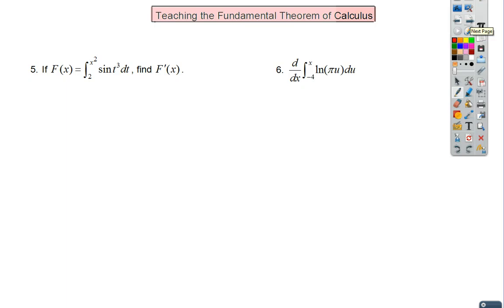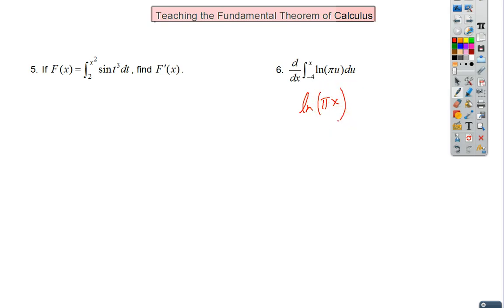On these, they're asking you for number 6. This was straight up, hey, take the derivative of the integral. Is the lower limit a number? Yes. Is the upper limit x all by itself? Yes. So that means the derivative of my integral, I just replace the t with the x. ln pi x. Boom. That's it.